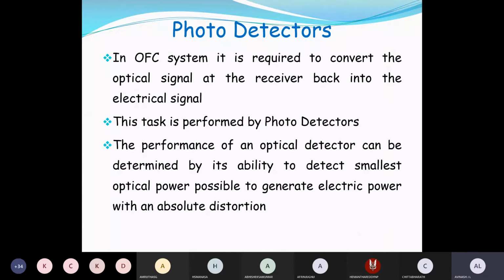The factor is very simple. The factor is how much the device can detect the smallest possible optical signal. After detecting that, we need to convert it into electrical power. That is exactly the thing. So that indicates the performance of the optical detector, a photodetector.